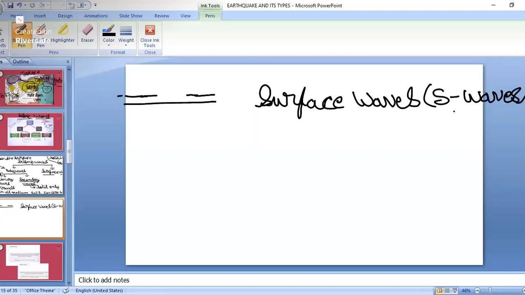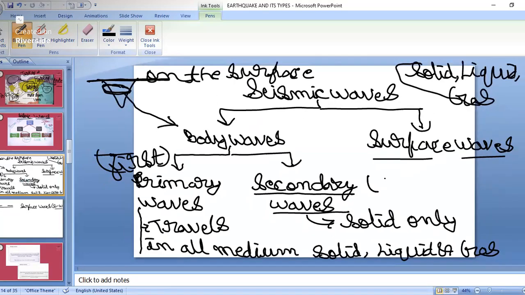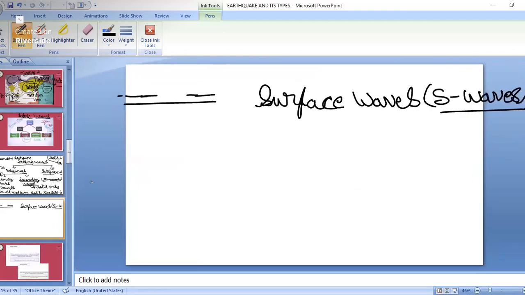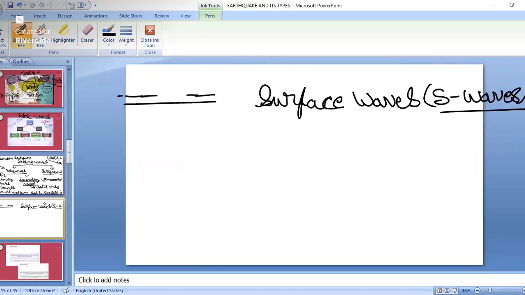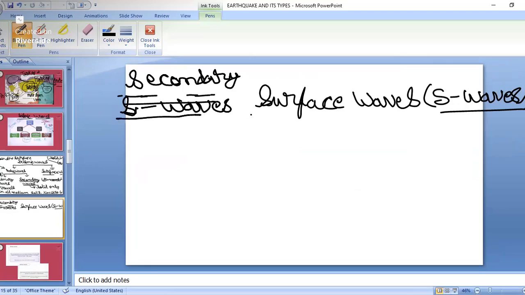Don't get confused with these S waves. Similarly, for shortcut purposes, the secondary waves are also called S waves. So remember the secondary waves and the surface waves. Secondary waves happen inside the interior of the Earth, and surface waves happen on the surface. If the secondary option is given and the S waves option is also given, you must recall that S waves is nothing but the surface wave.